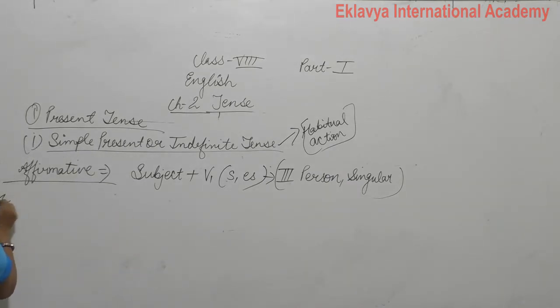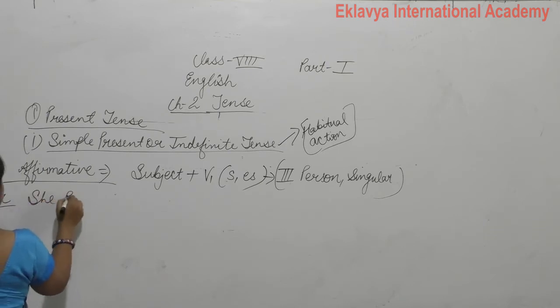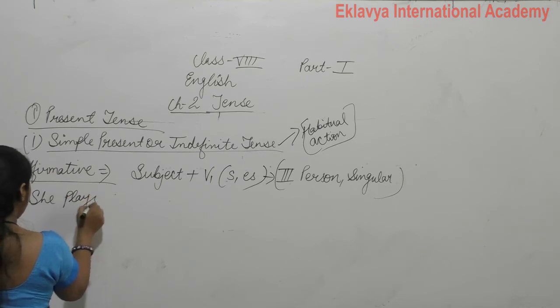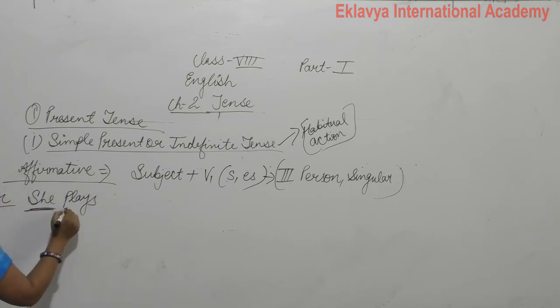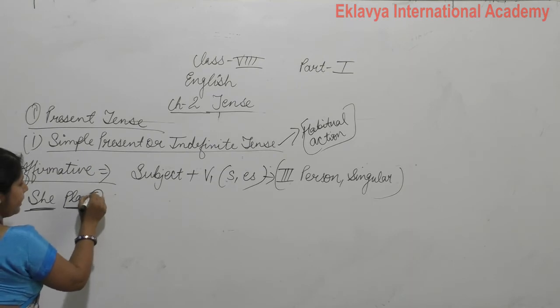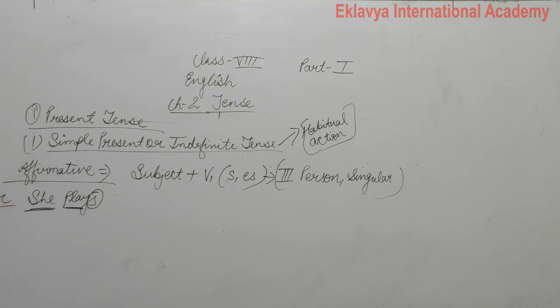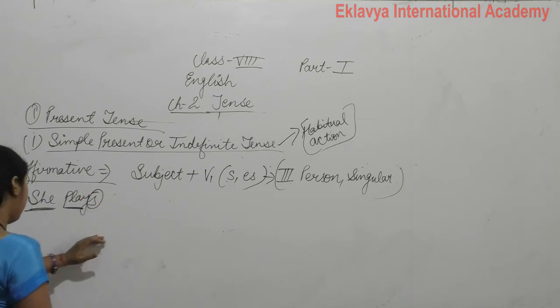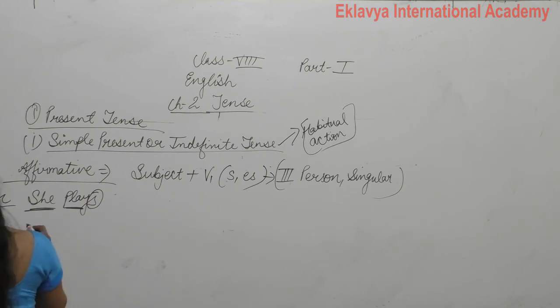Now write down an example, like: She plays. So we use the subject here, and the verb first form also, and that takes s or es also. She plays. Okay, so this way we make a sentence.